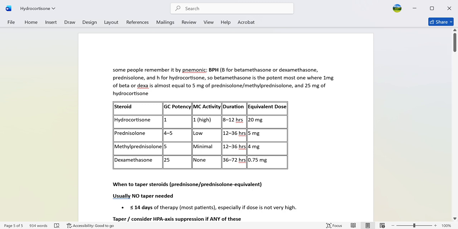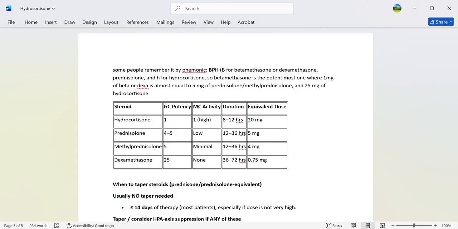Today we are going to discuss the commonly used adrenocorticosteroid agents on the medical floor. They include hydrocortisone, prednisolone, methylprednisolone, and dexamethasone. Each agent has some glucocorticoid activity as well as mineralocorticoid activity. However, the ratio or proportion varies.